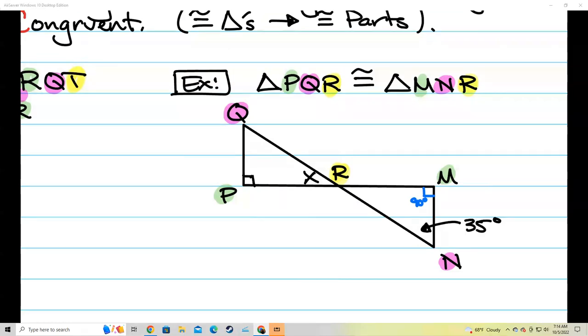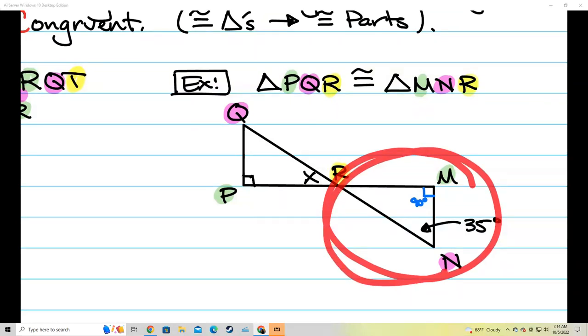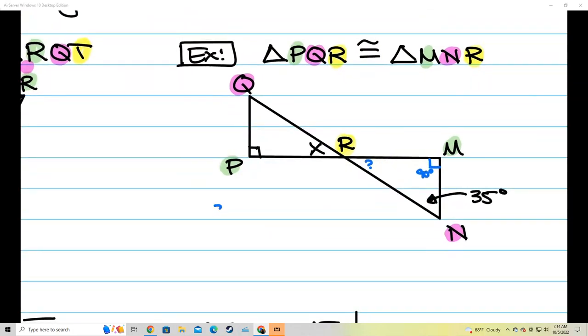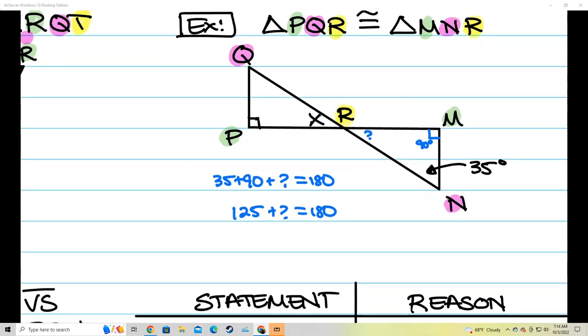And now, when you look at the triangle on the right, you're not missing two things, you're just missing one. I got 90 degrees, I got 35, and I don't know this one. So let's go ahead and find that one. I'm going to call it a question mark. I know because it's a triangle, I get to write 35 plus 90 plus question mark equals 180. That means 125 plus question mark equals 180. Subtract 125 from each side and you get that question mark equals 55.